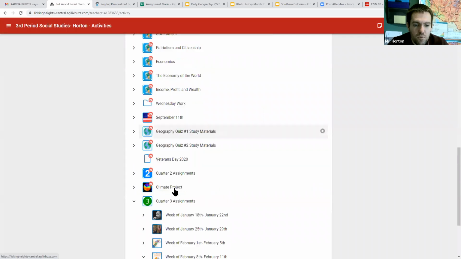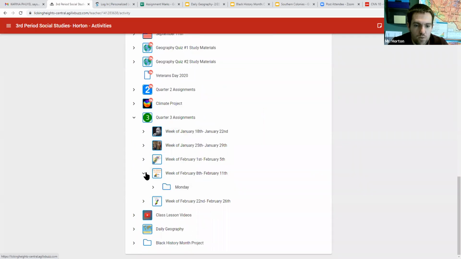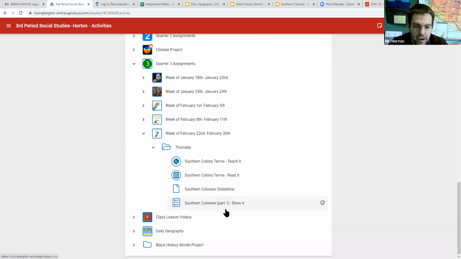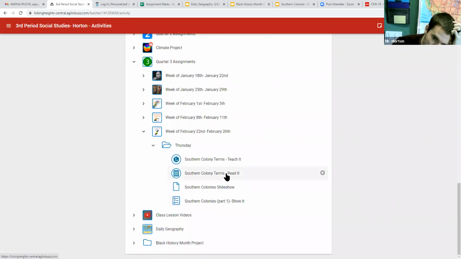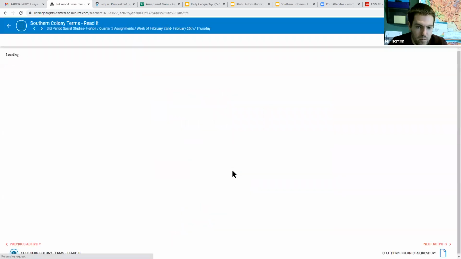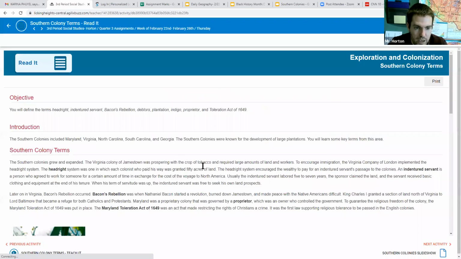So for our assignment, we're going to go under quarter 3 assignments, then week of February 22nd, and then the Thursday folder there. There's a couple things posted there. So you have the southern colony terms. What were some important terms of the southern colonies? If we open that, read it, the teach it and the read it. Remember, that's our article where we get a lot of our information.